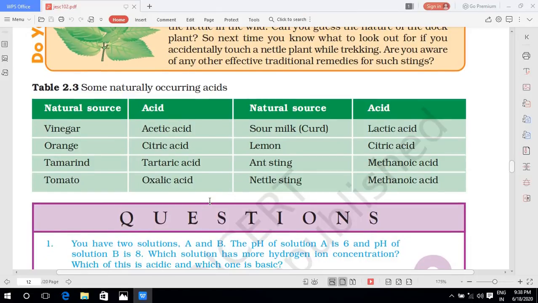Now this table is giving the acid and the natural source, such as acetic acid. We get acetic acid from the vinegar, citric acid from the orange, tartaric acid from the tamarind, and oxalic acid from tomato. Lactic acid from sour milk curd, citric acid from lemon, and methanoic acid from the nettle sting.